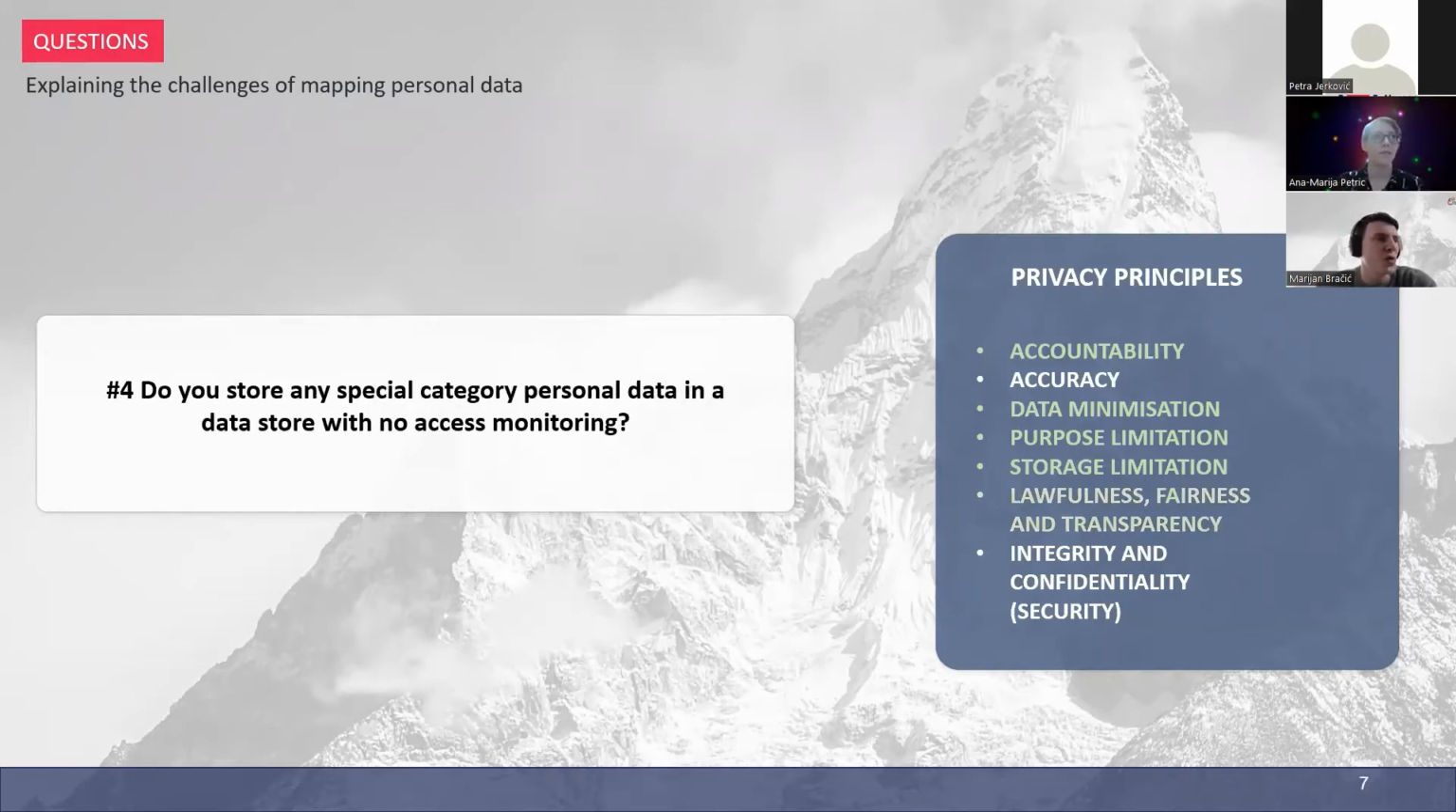Another one is, do you store any special category personal data in a data store with no access monitoring? So think about the security part here. We have seen big incidents like data breaches. I think even a year and a half ago, there was a breach on Google Cloud where 1.2 or 1.5 billion users were exposed. And in these servers, unprotected, there was information about telephone number, name, email address, and then combined profiles from Facebook, Twitter, LinkedIn, and GitHub.